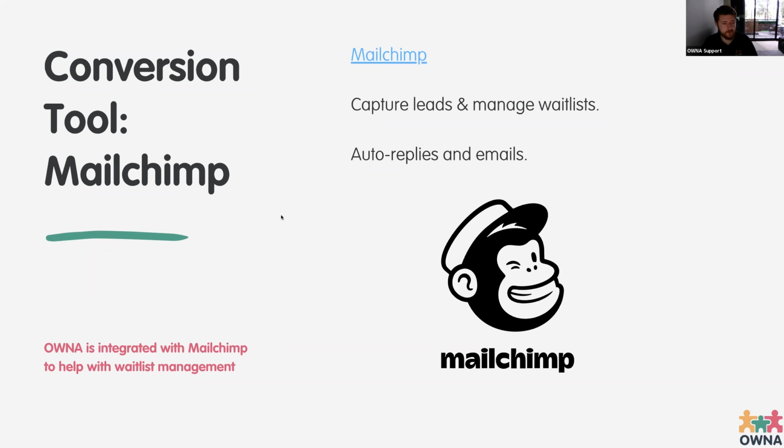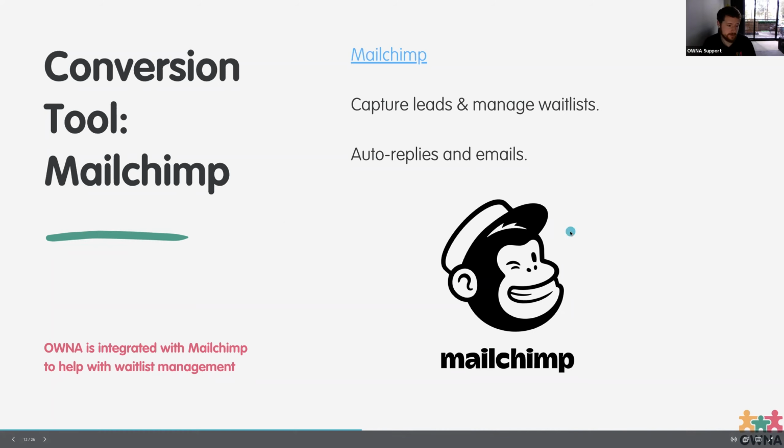And to tie this in with OWNA, it's integrated. OWNA has integration with Mailchimp, so you can export all that data that you've got in OWNA to help with waitlist management. And obviously, waitlists are great if you're looking at enrolments now. If you had a waitlist from last year, then perfect, right? You've got a list of emails that you can now send out to everyone, using Mailchimp's features to make it look all fancy, and that obviously takes the burden off you.